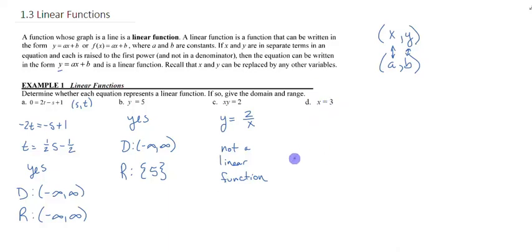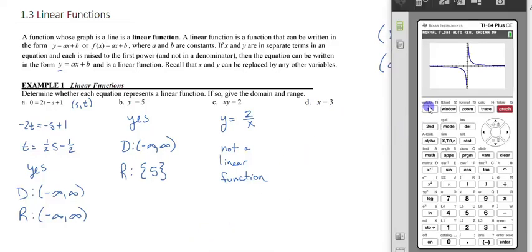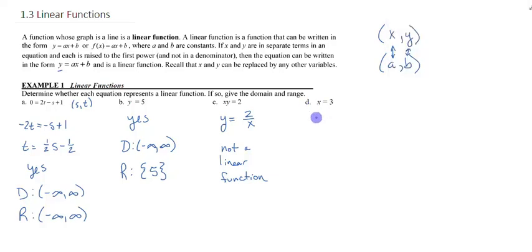X equals 3. You may recall that that is a vertical line. Just like y equals 5 was a horizontal line, this is a vertical line, but there's no way to put that in on your functions in calculator because these are all y equals. There's no y in that. So it's not a function. It's definitely not a linear function. So again, we don't need to find the domain and range since it's not a linear function.